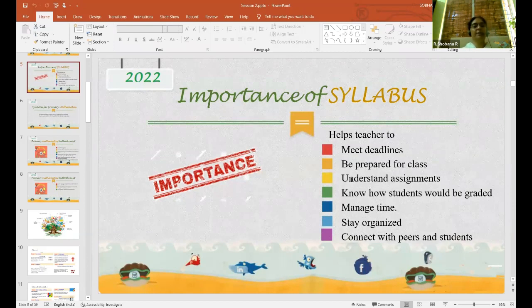It will help us to understand assignments better. What are the types of assignments that need to be given to the children? What are the formative assessments? What are the summative assessments? What are the math lab activities that are to be given to the children? Everything is based on the topics or the syllabus that are discussed in that particular term. So it helps us to design all those activities, and we also know how students would be graded, and of course it helps us to manage time.